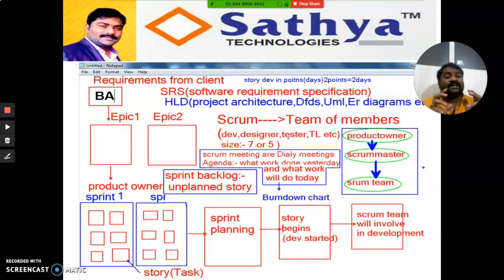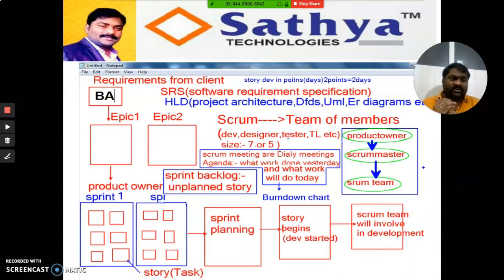Now identify the stories that must be developed first. Keep those stories in one sprint. So what is a sprint? A sprint is a collection of stories. Is it clear? And the stories that will be developed in future are kept in the sprint backlog. A planned story is called a sprint. An unplanned story is called a sprint backlog.